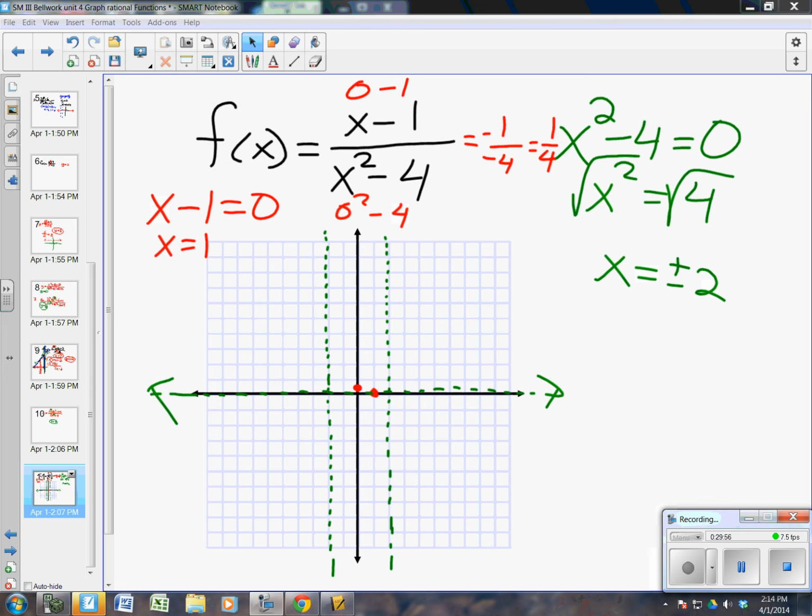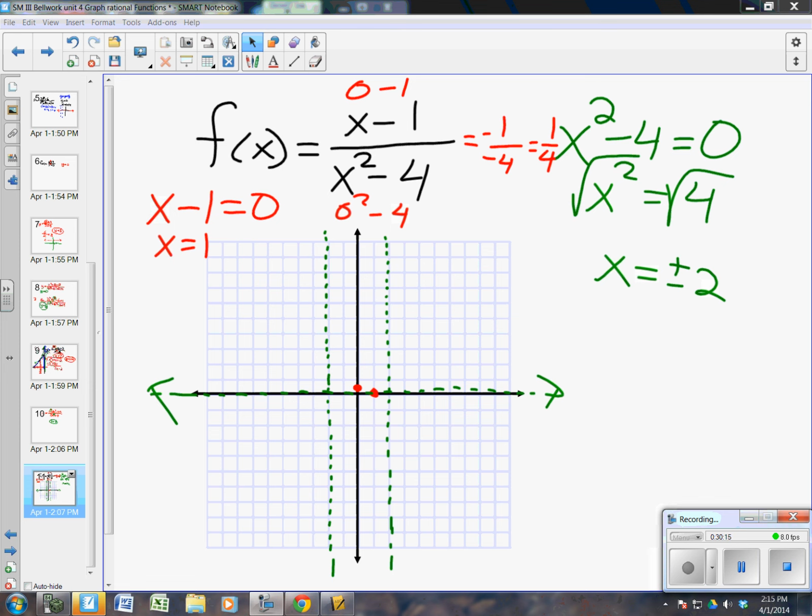If you put 1 in for x, you would get 0. Okay? Yeah, there are going to be 3 parts to it. You'll see it. Every time you add a vertical asymptote, it creates more and more parts to the function. Okay? All right, let's go to step 5.